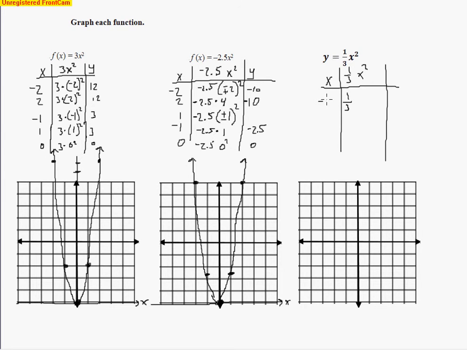So whether I plug in negative 2 or positive 2, I'm going to get the same answer. So times by negative 2 or positive 2. Squaring that gives me 4. 4 times a third gives me 4/3. So that's only going to be 1 and 1/3. Where, look at the other numbers. When I multiplied by 2.5, I got to 10.